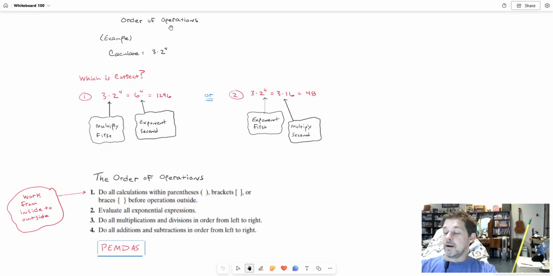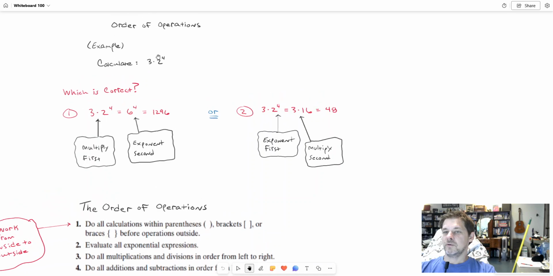And by operation, I mean something like multiplication, division, addition, subtraction, exponents. Operations are the things that you do in math. Add numbers, multiply numbers, divide numbers, and so on. Okay? Now there has to be an order that we do things, because if we don't agree on an order, we'll all get different answers, and that's not good.